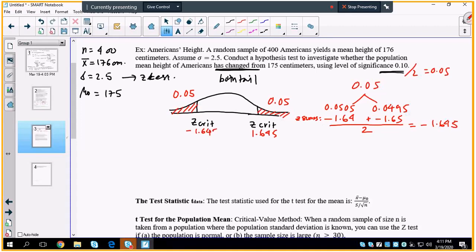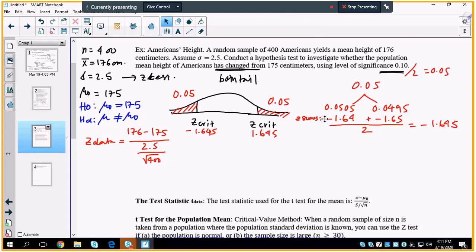So now it is time to find the test statistic, which is the Z data. And remember, Z data is going to be found from the formula x bar, which is 176, minus mu naught, which is 175, over sigma, which is 2.5, all over the square root of the sample size, 400. Let us remind ourselves what the null hypothesis was. The null hypothesis was the existing mean is equal to 175. And the challenger is the alternate hypothesis, mu is not equal to mu naught, and that has told you to do the two-tail or both-tail test. So let's find out the Z data.